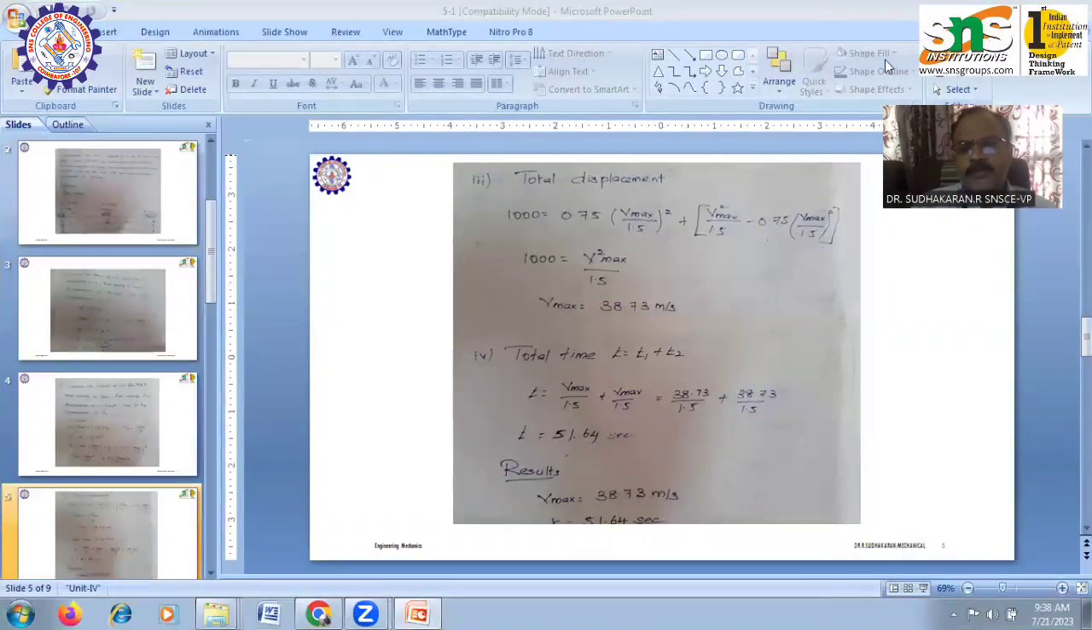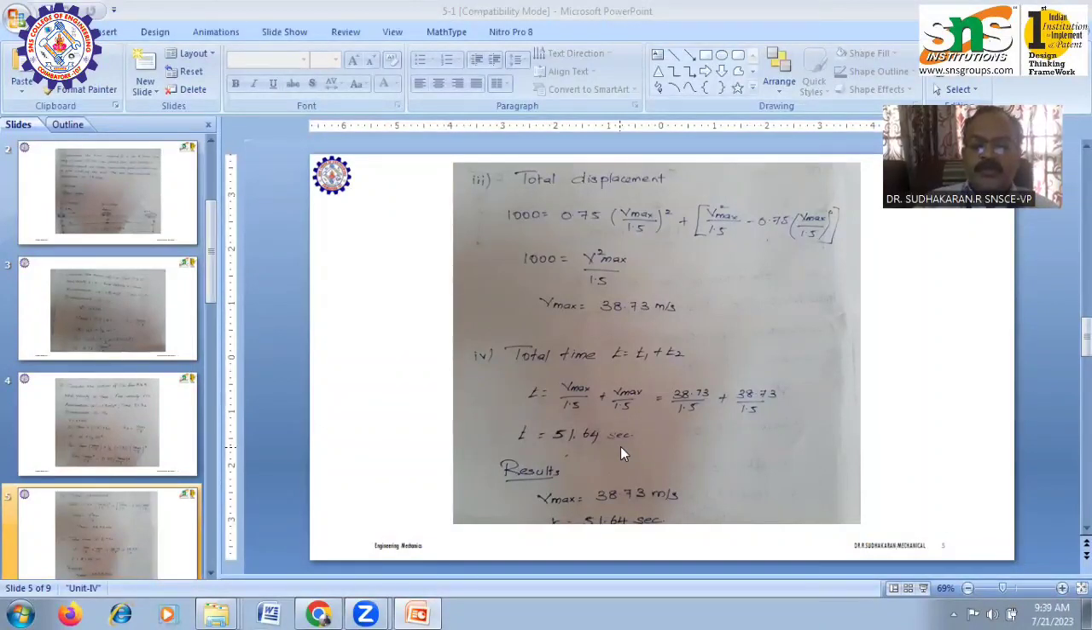The total displacement is given as 1000, which is s1 plus s2. If you substitute the s1 and s2 values here, we get 1000 equal to v max square by 1.5, or v max is equal to 38.73 meter per second. So we have found the velocity. Now t is equal to v max by 1.5, which is nothing but t equal to 51.64 seconds.